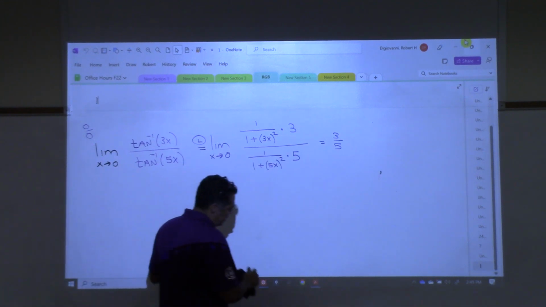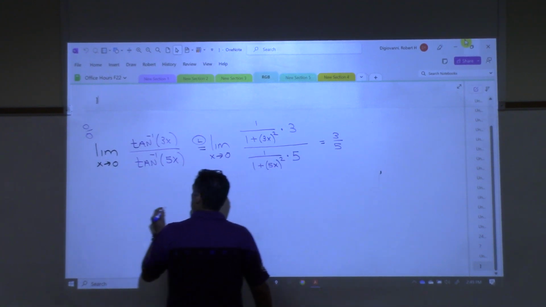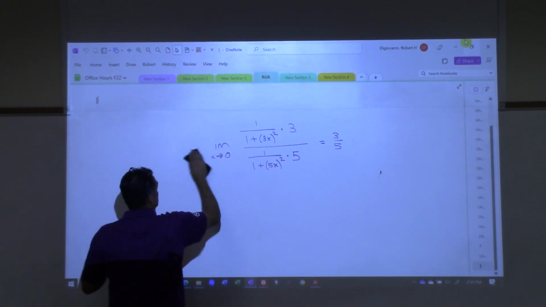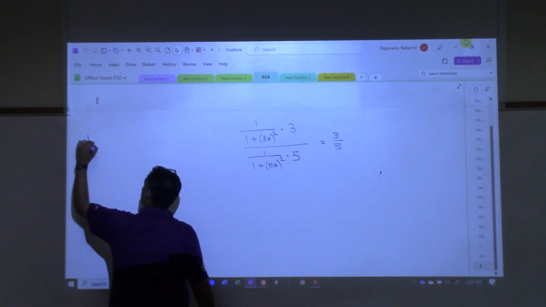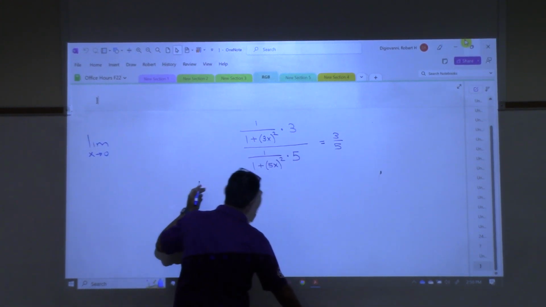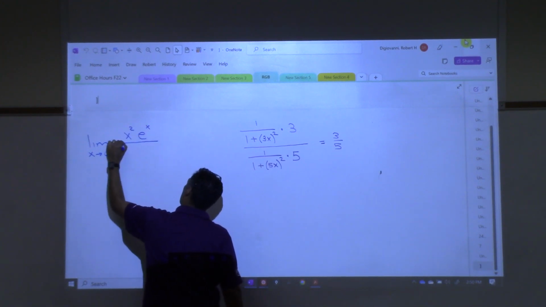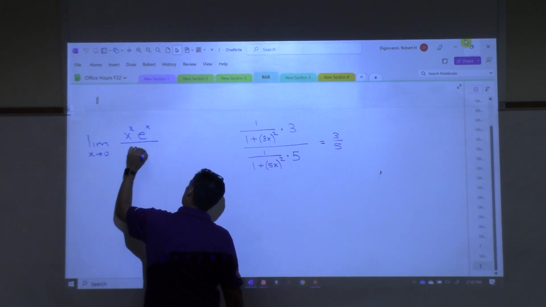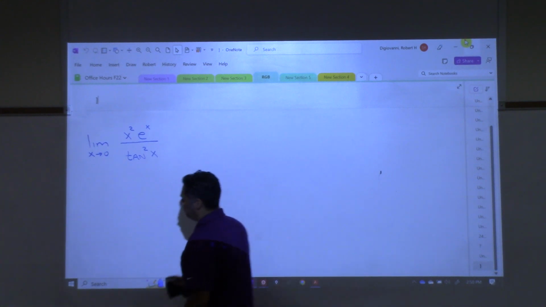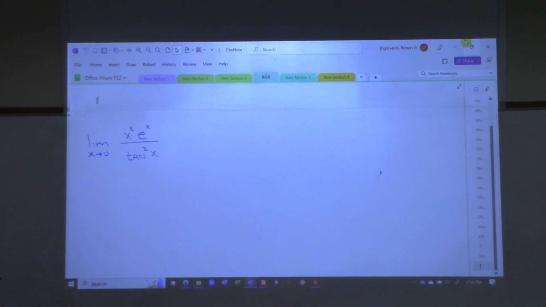All right. I think this one's going to be a little bit messy. Limit x goes to 0. I'm going to start with a fresh blank board here. Limit x goes to 0. All right, x squared times e to the x over tangent squared x. That blue's not too great.